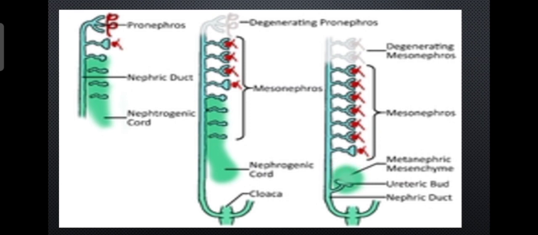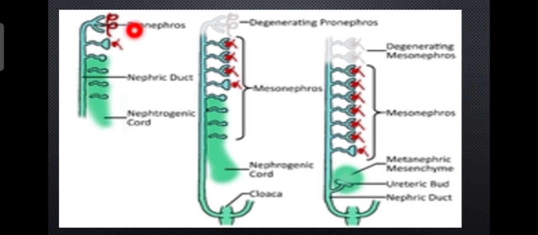The metanephros consists of mesenchymal cells present near the posterior abdominal wall. They form the kidney. So the metanephros is present near the pelvic region, and the ureteric bud develops from the mesonephric duct. So the metanephric cap is developed from the metanephros, that is, the mesenchyme from the posterior abdominal wall.